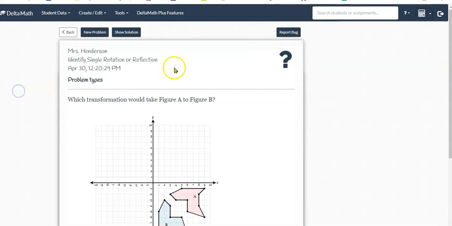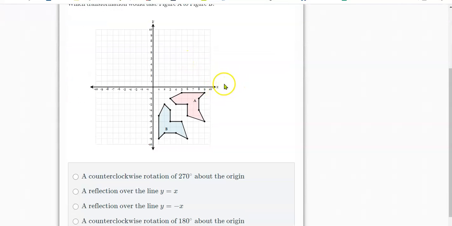The third skill is identifying whether you have a reflection or whether you have a rotation. What's difficult about the reflections is most of the things we've covered have been reflections across an axis like this or an axis like this. But there are also diagonal lines like -x and diagonal lines like +x that you can reflect over.